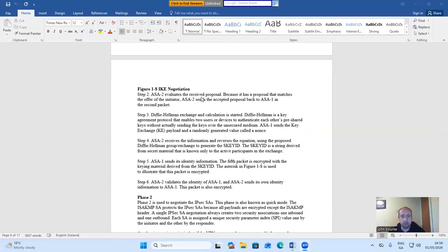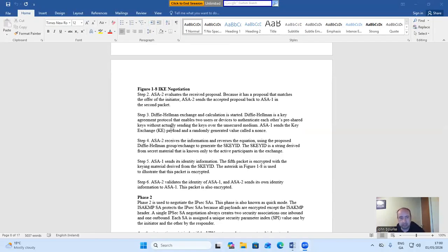ASA2 evaluates their received proposal because it has a proposal that matches the offer of the initiator. ASA2 sends the accepted proposal back to ASA1 in the second packet. Step 3, Diffie-Hellman exchange and calculation is started.